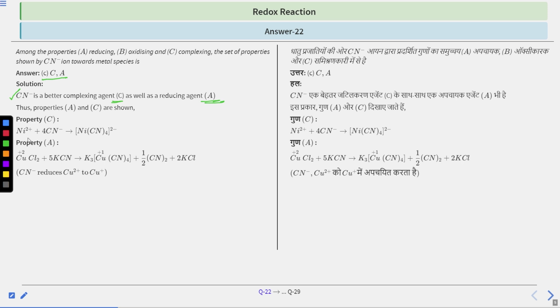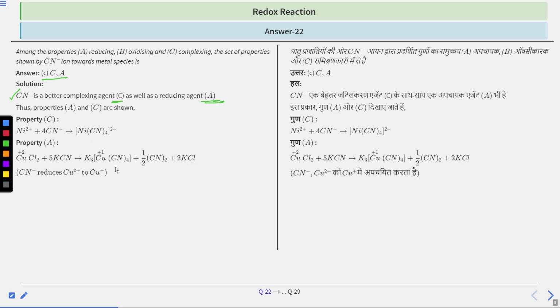So for property C, 4 molecules of CN minus ion combine with nickel 2 positive, giving us a complex compound, that is Ni(CN)4 2 negative. And for the reducing agent property, property A, CuCl2 plus 5 molecules of KCN gives us this complex K3[Cu(CN)4] plus half of (CN)2 plus 2 KCl.